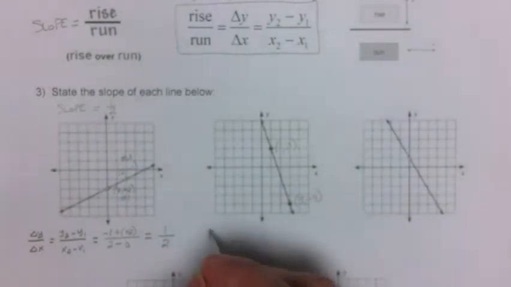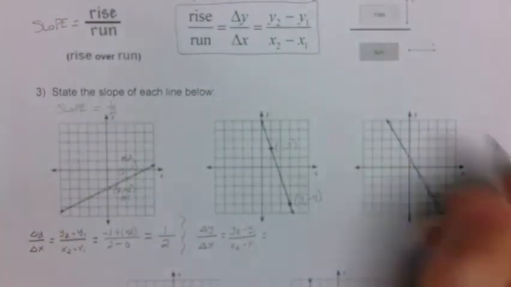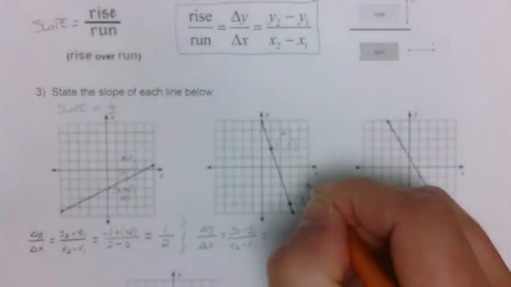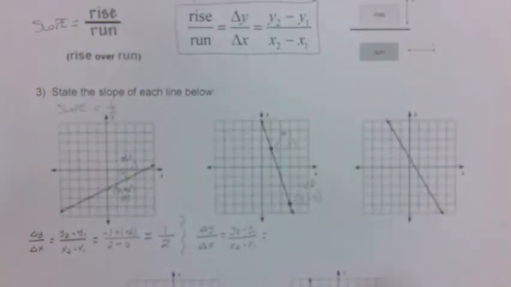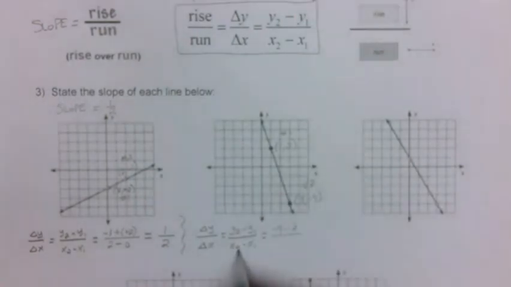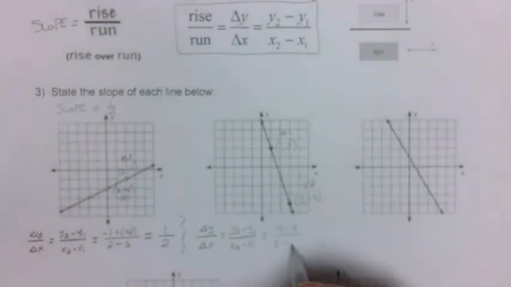All right, let's calculate the change in y over the change in x, which remember we're going to do y2 minus y1 over x2 minus x1. And let's make point number 1 (1, 2). Let's make point 2 (3, -4). The y value of point 2 was -4, minus the y value of point 1, which was 2. The x value of point 2 was 3. The x value of point 1 was 1.